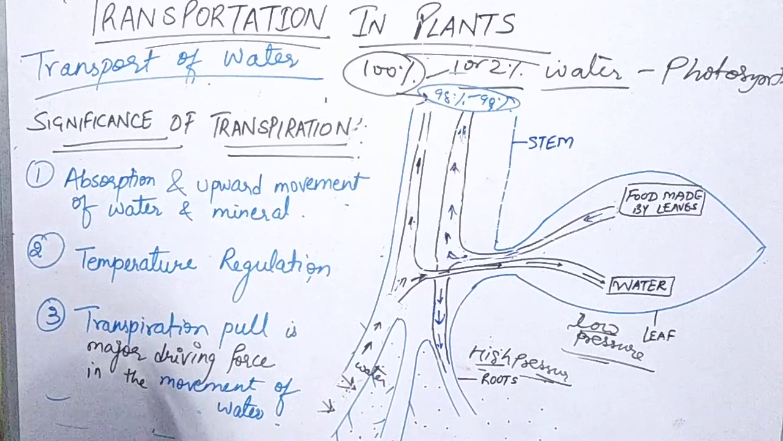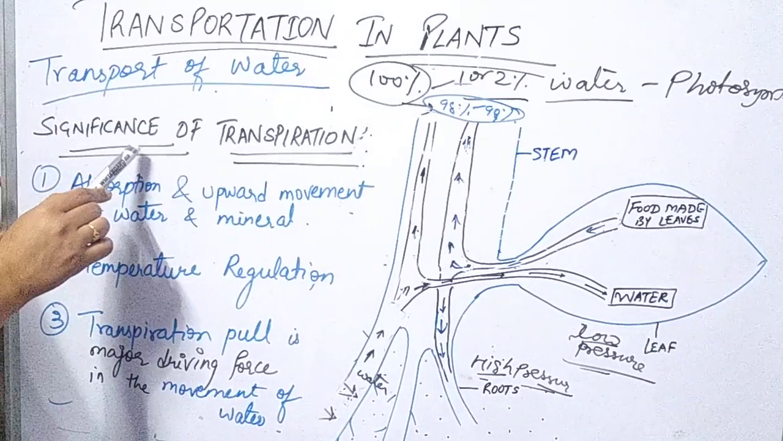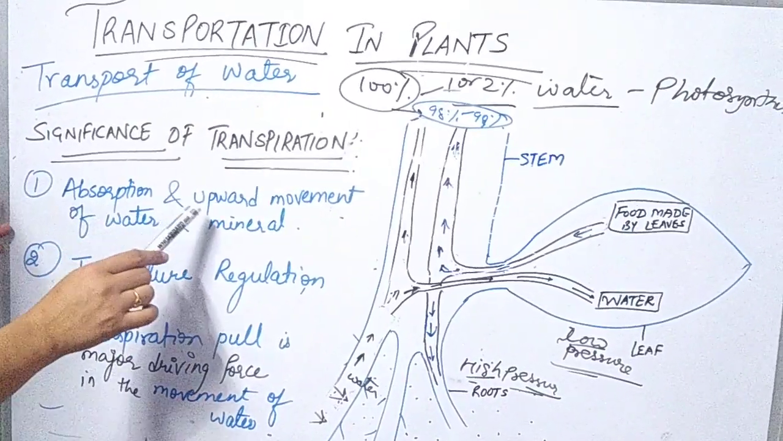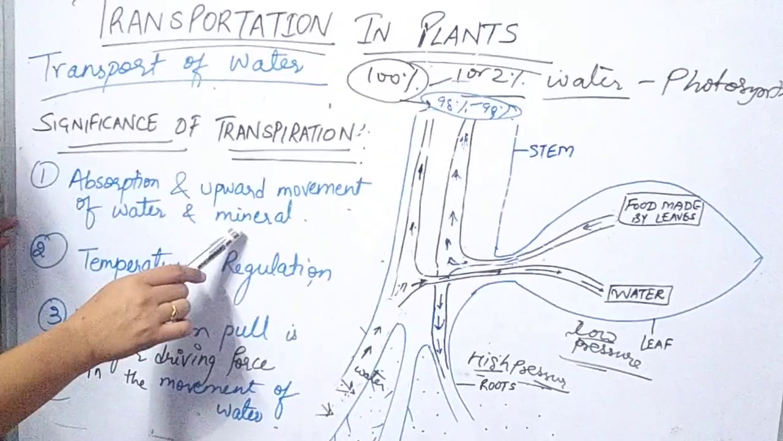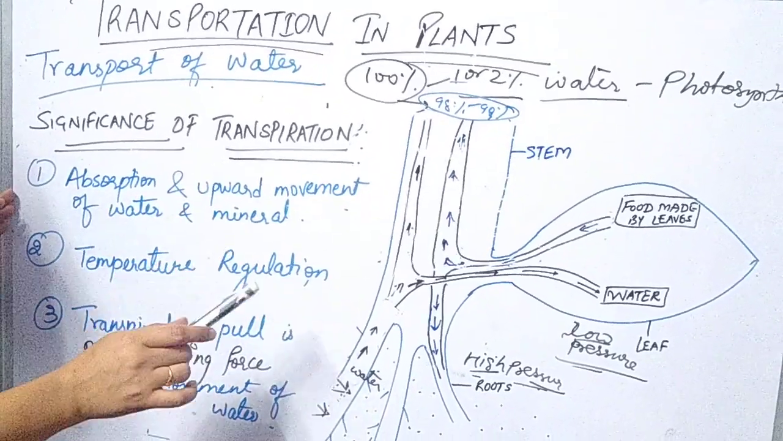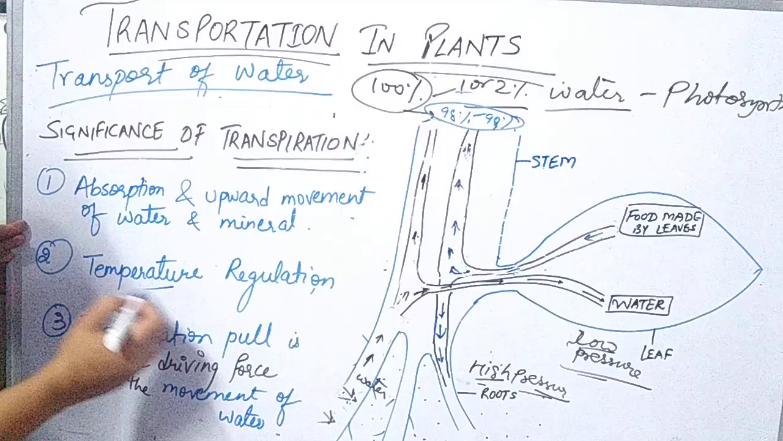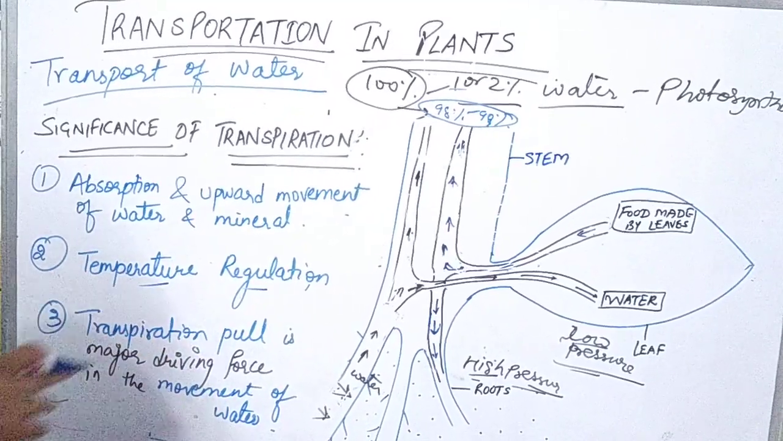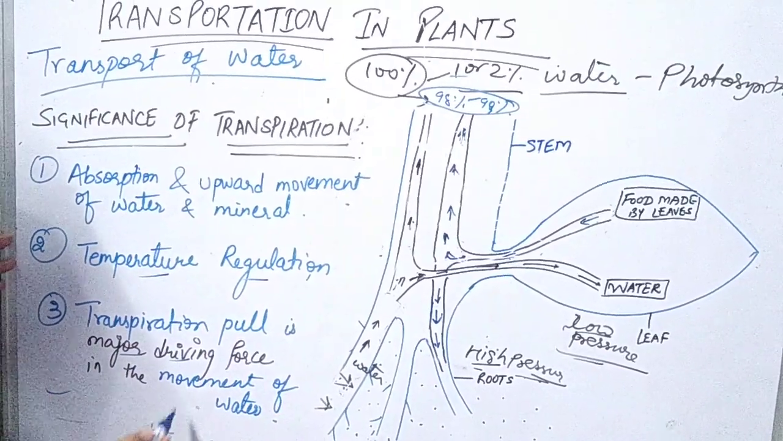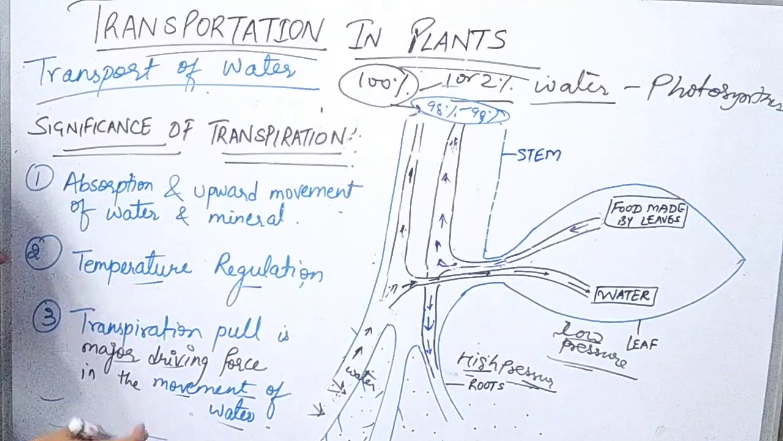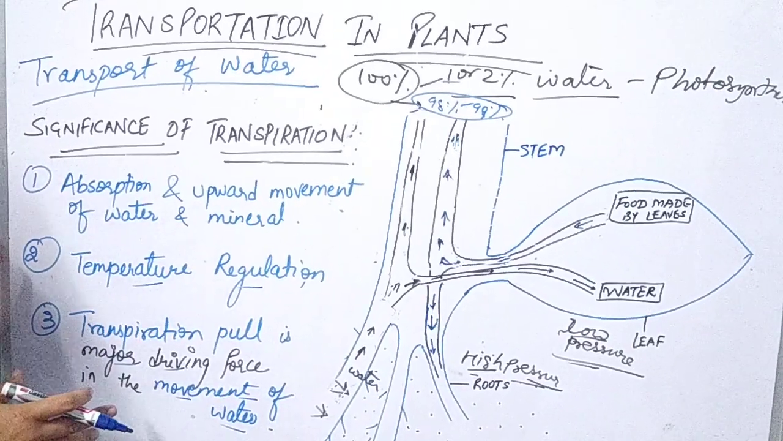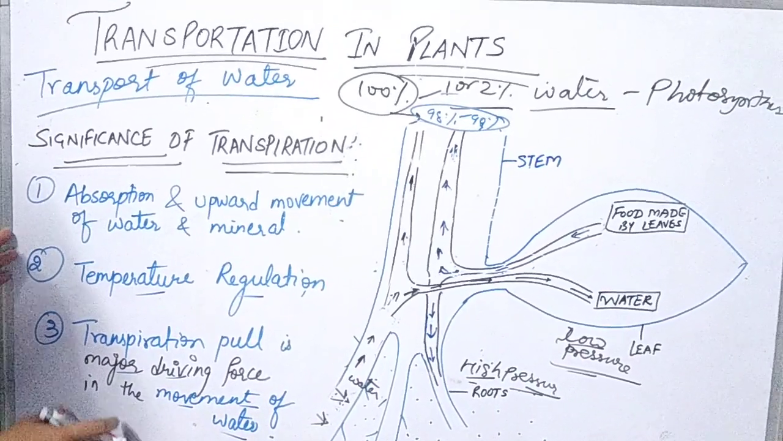Now let us discuss the benefits or significance of transpiration. There are 3 significances. First is absorption and upward movement of water and minerals from the roots to the upper part of the plant, which takes place due to transpiration only. Next, it also helps in regulation of the temperature of the plant. Third, transpiration pull is the major driving force in the movement of water, and when the stomata are open, it always creates a major driving force to transport all these things.